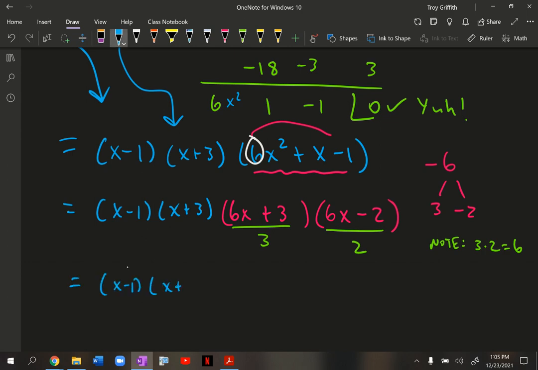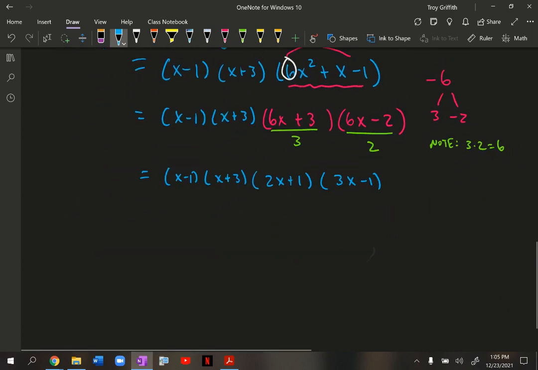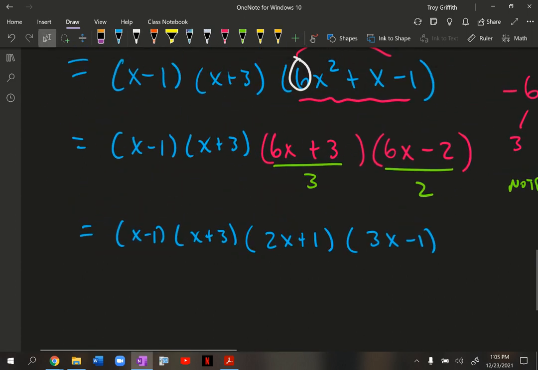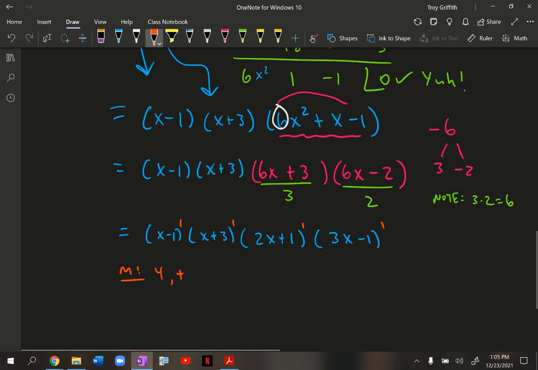This would be x minus 1 times x plus 3. Then I will have 2x plus 1, 6 divided by 3, and 3 divided by 3. And then I'll have 3x minus 1, 6 divided by 2, and 2 divided by 2. And that is looking good. Okay, so let's go through multiplicity. Let's think. 1, 1, 1, 1. Add them all together, I get 4, and this function is positive.